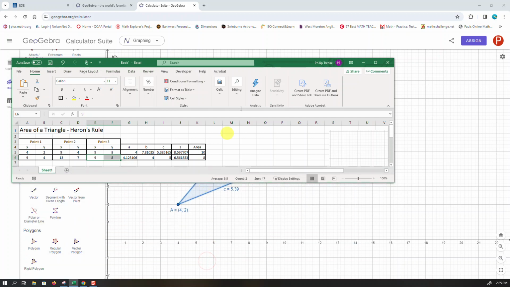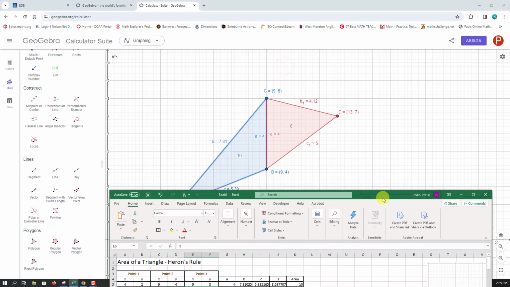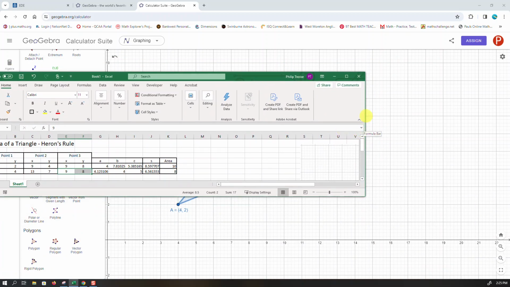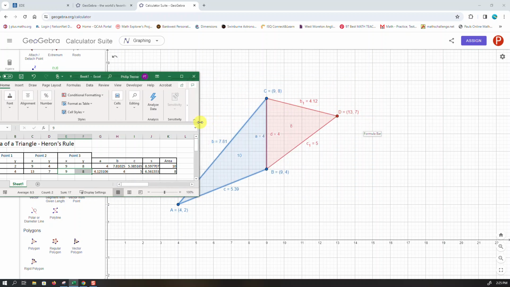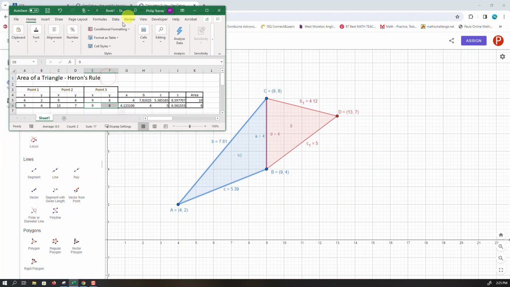So let's confirm. I'm having trouble making this fit. Finally, that's a bit better, isn't it? So blue triangle, 10 units of area. Check. Red triangle, 8 units of area. And if you check the distances here for each of these, they match the distances around those triangles. That's it. Thanks for watching.